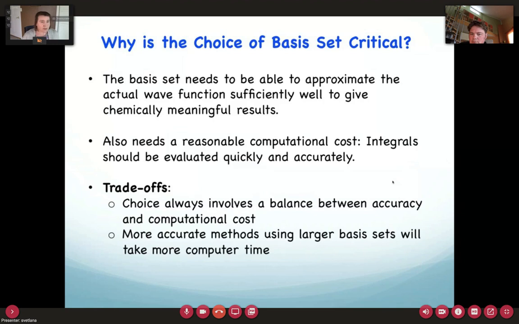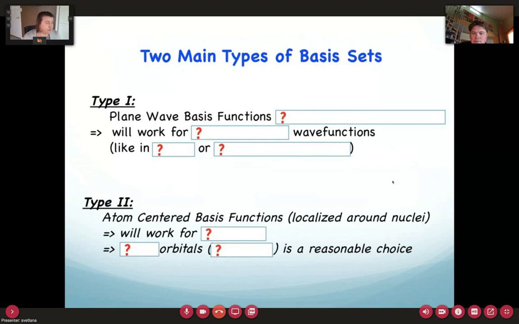Now about basis sets, there are two main different types of basis set. One is the so-called plane wave basis functions, and the other one, atom-centered or localized basis sets. And again, we choose between these two types of basis sets based on the material you are working with.